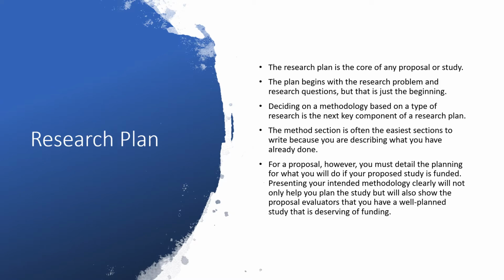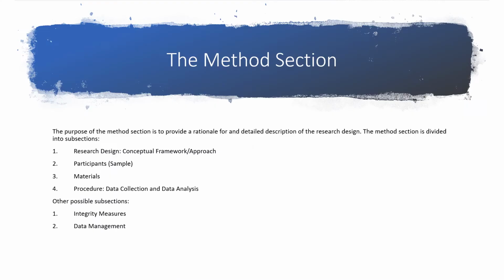The method section is often the easiest section to write because you're describing what you've already done. For a proposal, however, you must detail the planning for what you will do if your proposed study is funded. Presenting your intended methodology clearly will not only help you plan the study, but will also show the proposal evaluators that you have a well-planned study that is deserving of funding, right? Makes sense. You seem to know what you want to do and how you're going to do it. Makes you more likely to be funded.